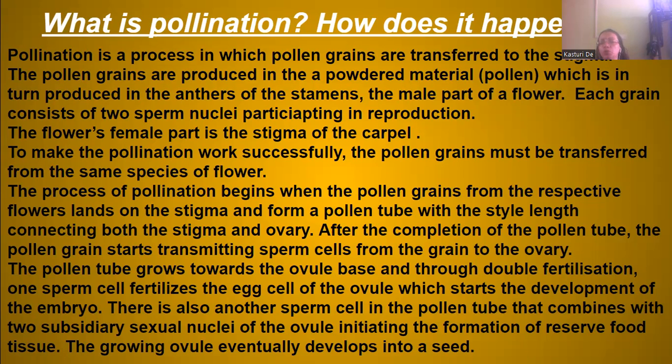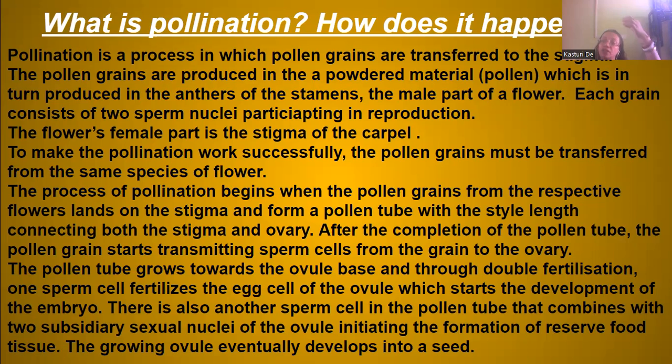To make the pollination work successfully, the pollen grains must be transferred from the same species of the flower. But it does not happen always, because different species can also occur, and sometimes the same species only. The process of pollination begins when the pollen grains from the respective flower land on the stigma and form a pollen tube with the style length, connecting both the stigma and the ovary.